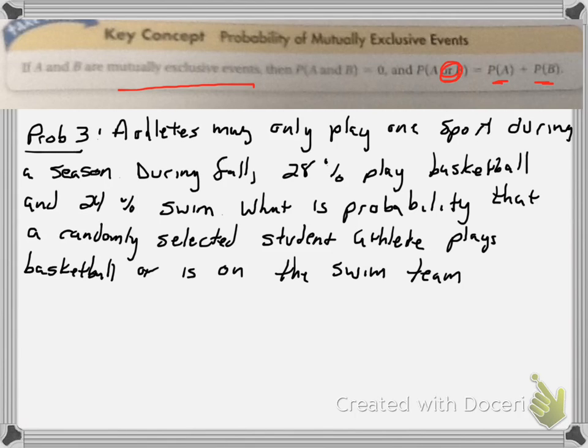So athletes may only play one sport during a season. During fall, 28% play basketball, 24% swim. What is the probability that a randomly selected student athlete plays basketball or is on the swim team? Okay, so I'm just going to take 0.28. The key word here is or, plus 0.24. 0.28 plus 0.24 is going to give me 0.52 or 52%.